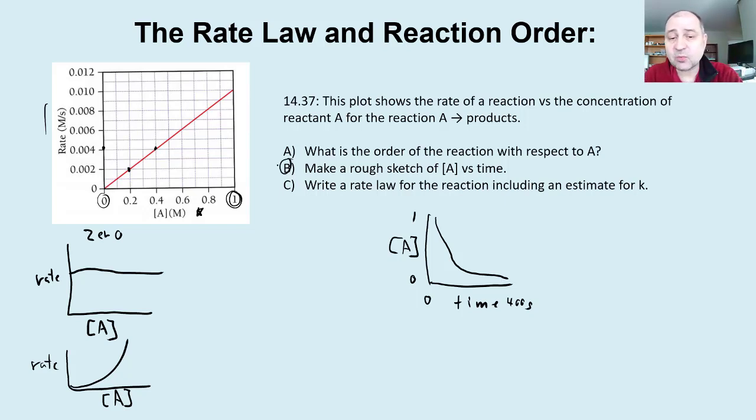And then C says write the rate law for the reaction, including an estimate for K. So all of this is always the rate is going to be equal to some sort of constant K times the concentration of all the reactants, in this case it's just A, to the power of the reactant order. In this case it's 1, we don't write that 1.